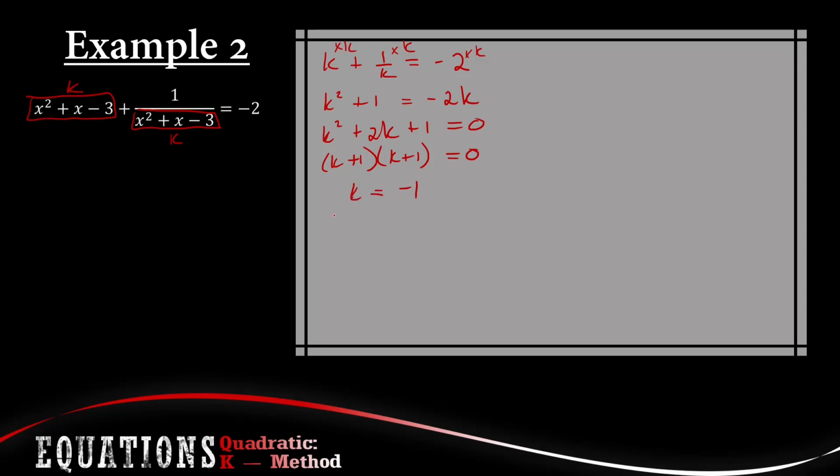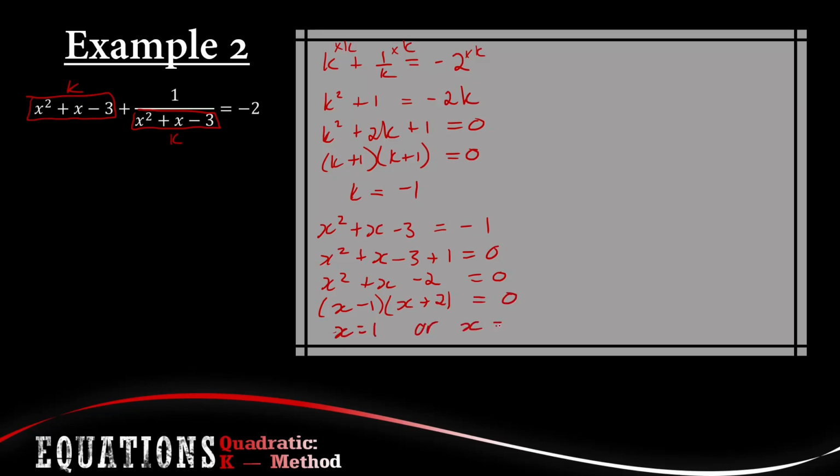Put this back in: x squared plus x minus 3 equals negative 1. Bring the negative 1 over. Then simplify. Then factorize. So this is (x minus 1)(x plus 2) equals 0. And then x is equal to 1, or x is equal to negative 2.